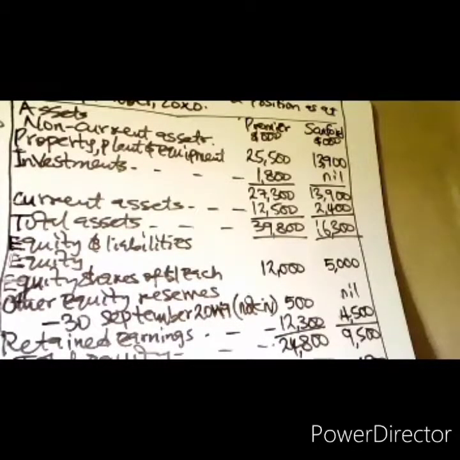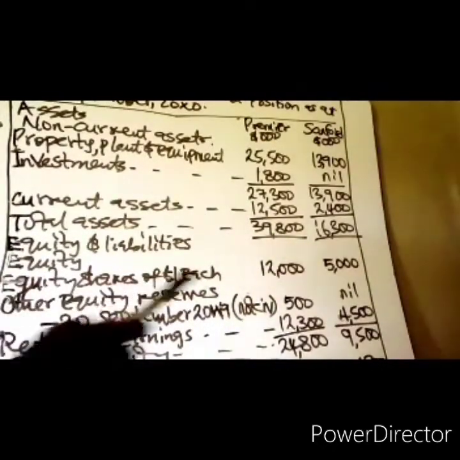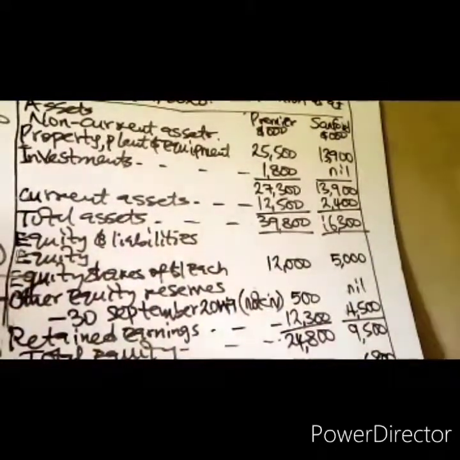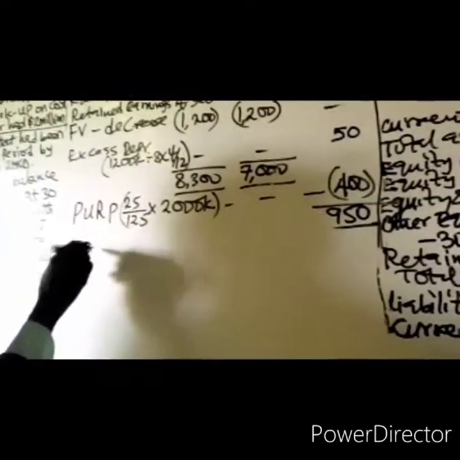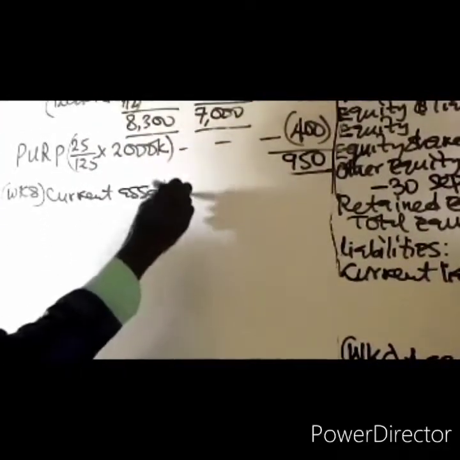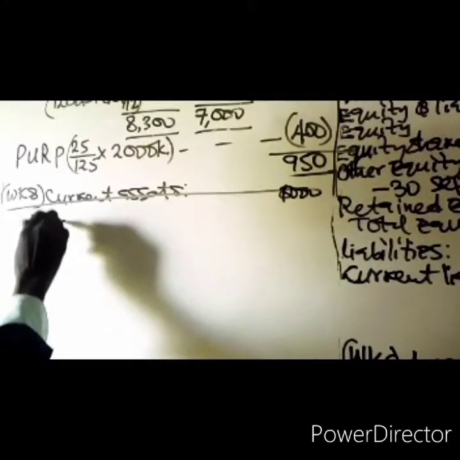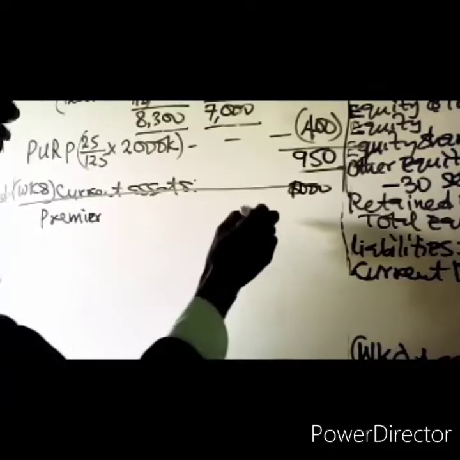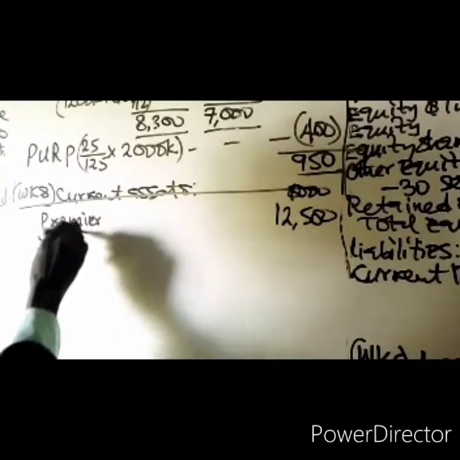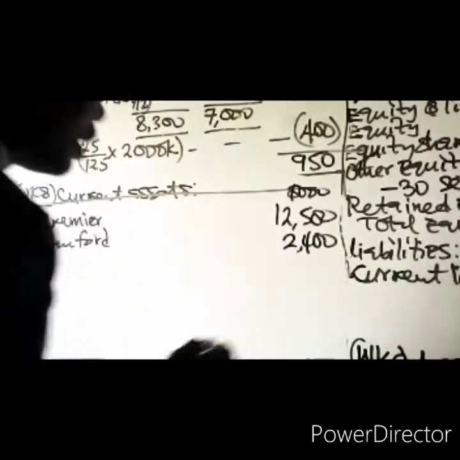Current assets. Current assets of Premier is 12,500, and that of Sanford is 2,400. Let's have working 8. Current assets. We have for Premier 12,500, Sanford 2,400. Now let's go through the note.